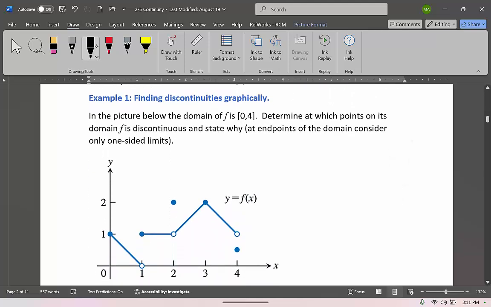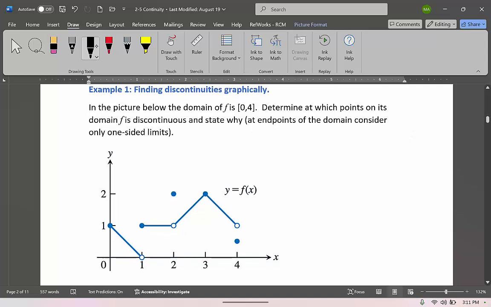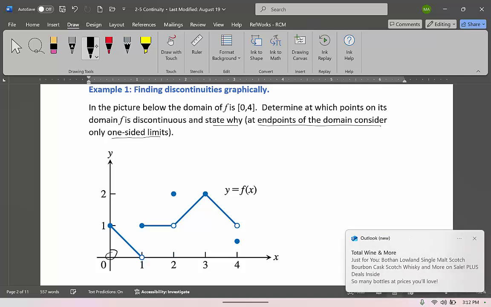All right, so in the picture below, the domain is from 0 to 4 inclusive, and we want to determine at which points on its domain is it discontinuous and why. At the endpoints, we always have to consider only one-sided limits. All right, so at first we're going to look at the endpoint at 0.